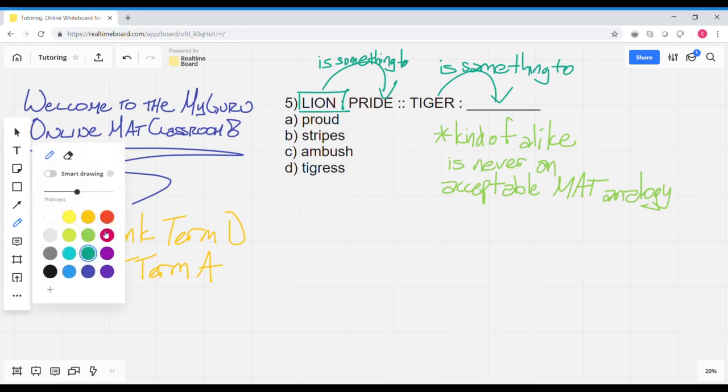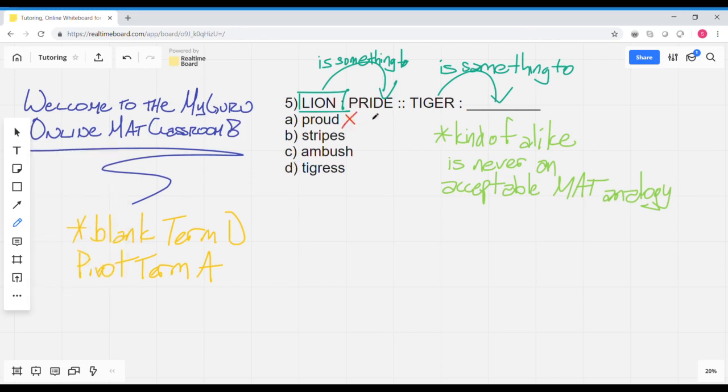So obviously, choice A, proud, is just the wrong relationship. This is just kind of alike. And so we know that we can eliminate choice A confidently. Then stripes. So a tiger has stripes, and a lion, again, I guess it could have pride, but it's not the same analogy. So we can eliminate choice B for that same idea.